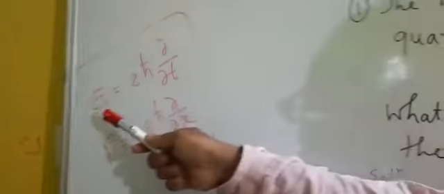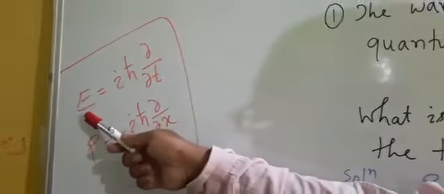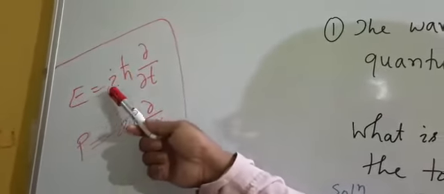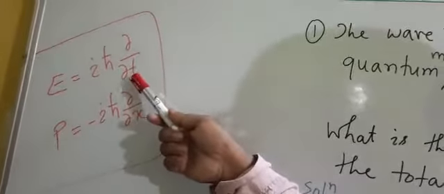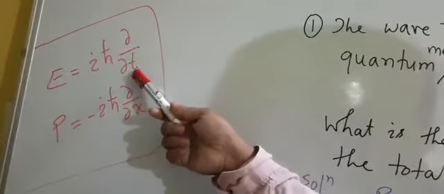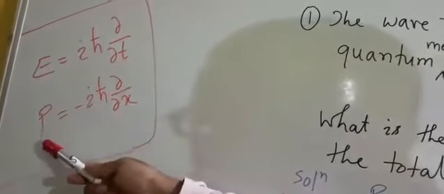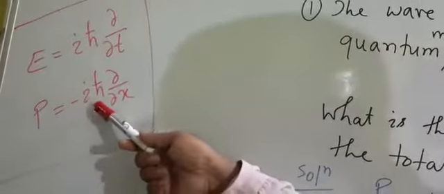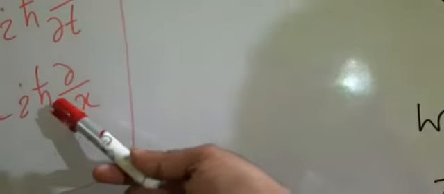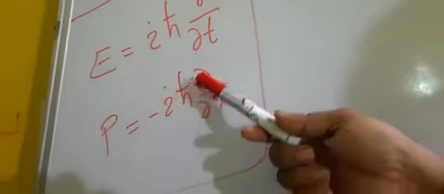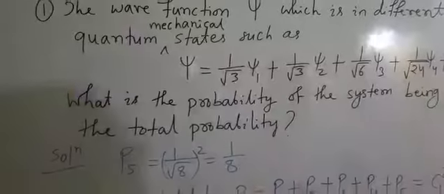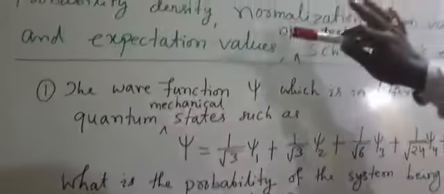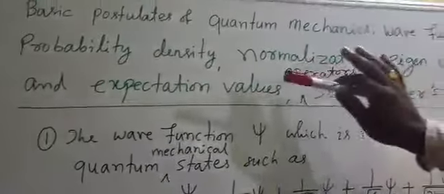Operator: each dynamical variable is associated with a quantum mechanical operator. Example: energy is i h cross del by del t. I already sent the note last month, you can check it. Momentum similarly is minus i h cross del by del x in one dimension. In three dimensions, it is minus i h cross del operator. Last class we discussed the theoretical background of all these topics.